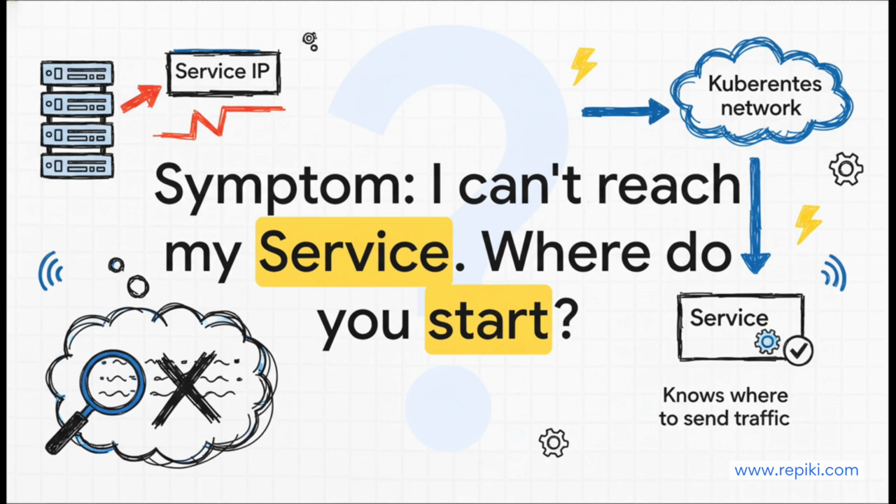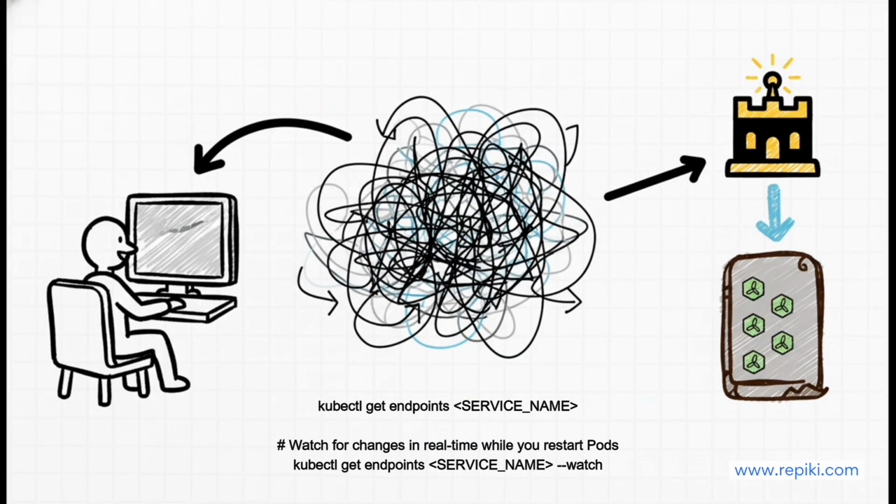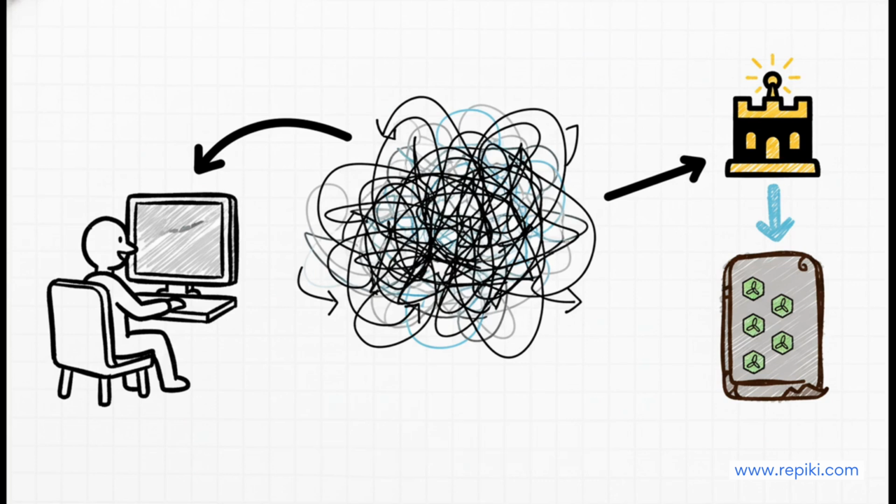Now, your first instinct might be to fire up tcpdump, but hold on. The real first step is way simpler. We need to ask, does the service even have a destination to send the traffic to? And to answer that question, this is the very first command you run. kubectl get endpoints for your service. The beautiful thing about this is that it doesn't touch the network at all. It goes straight to the Kubernetes control plane and asks, hey, which pods are supposed to be part of this service? This is your ground truth.